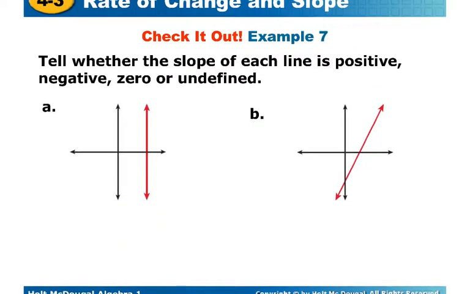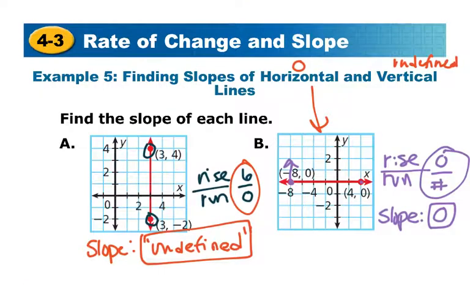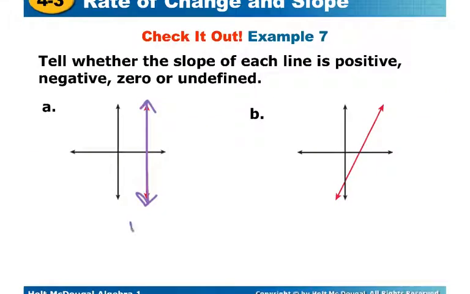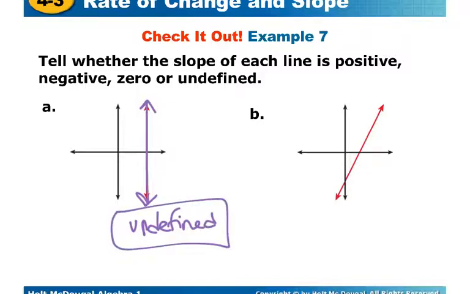Alright, our last examples, we're telling if this is positive, negative, 0, or undefined. This first one here is undefined. Flipping back to our notes here, if we had a vertical line, it was undefined. So we have undefined slope. And then over here from left to right, we're going up, and so that's a positive slope.